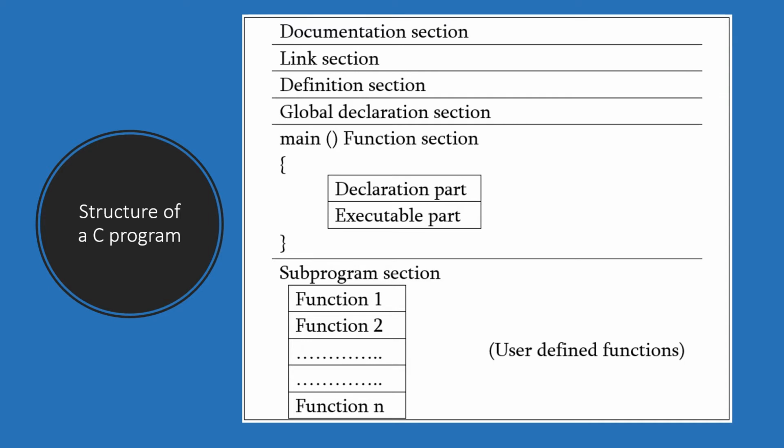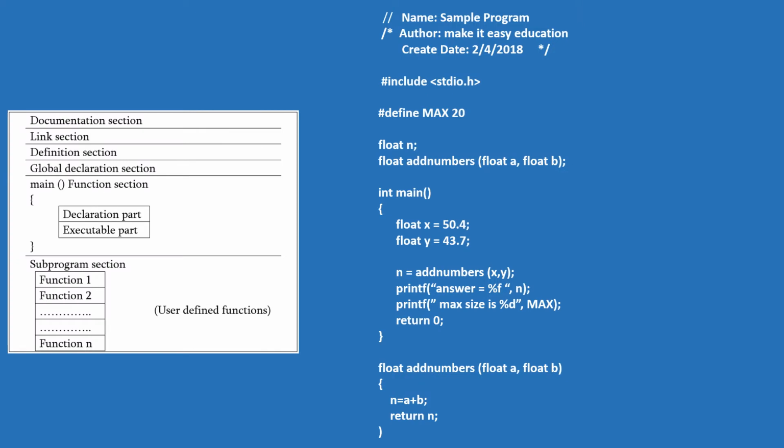Documentation section. Link section. Definitions section. Global declaration section. Main functions section. Subprograms section. Let's learn the structure of a C program with an example.